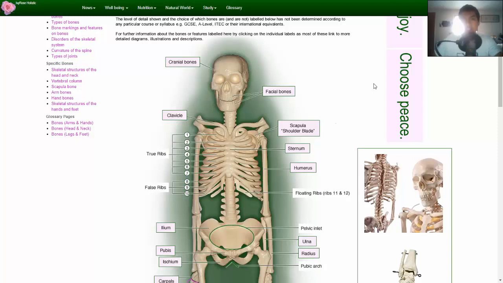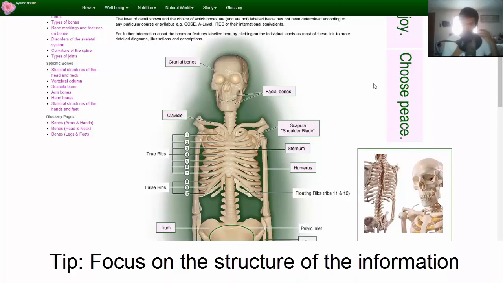Chances are when you're learning a topic, there's a lot of information you want to learn. But there is one thing you have to do so you learn more information without any extra work or time. And that is focus on the way you structure the information you're going to learn.